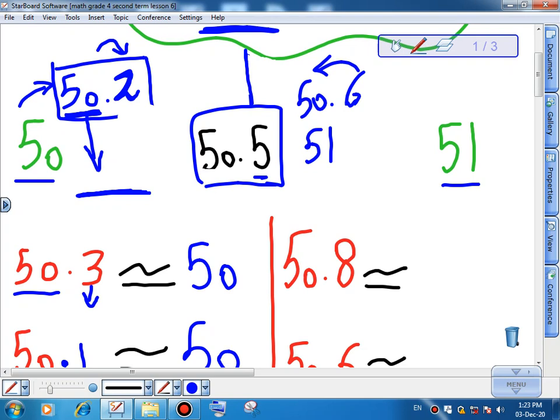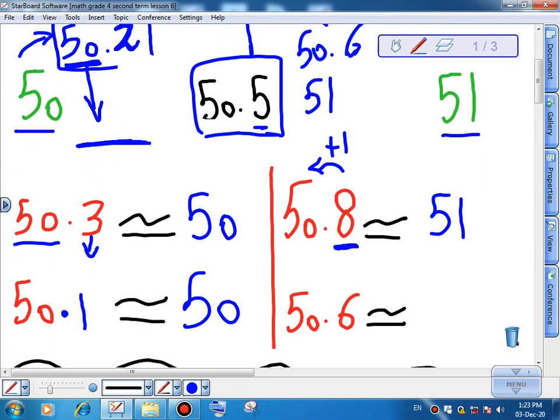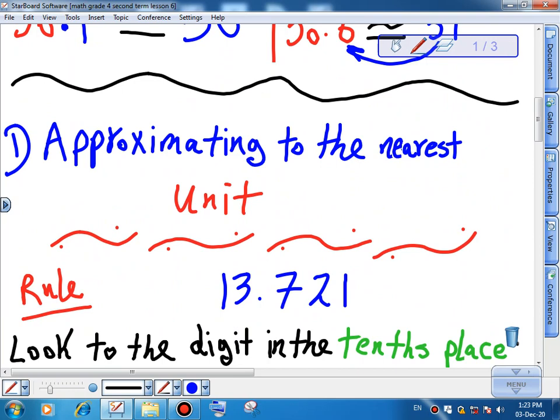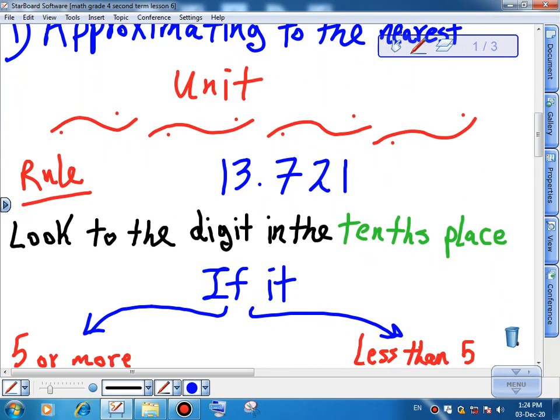If I have 50.8, 8 is the first digit in the decimal part, and it's a strong number. So it will go, but before it goes, it will add 1 to the whole part. It will be 51. Another one, 50.6, as we said, it will be 51. 51 is nearer to 50.6 than 50. Okay?